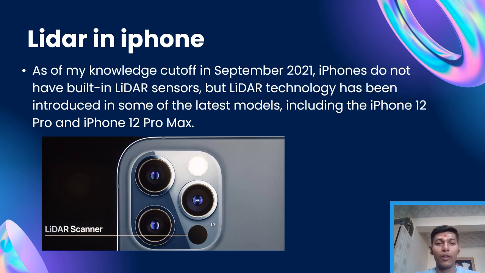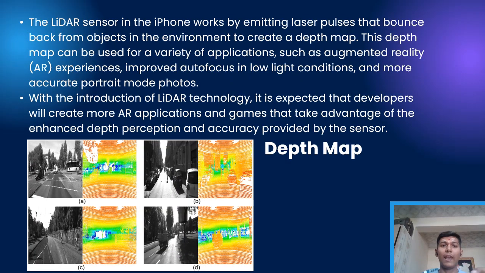As of my knowledge cutoff in September 2021, iPhones do not have a built-in LiDAR sensor, but LiDAR technology has been introduced in some of the latest models, including the iPhone 12 Pro and iPhone 12 Pro Max and other next models. So the LiDAR sensor in iPhone works by emitting a laser pulse that bounces back from objects in the environment to create a depth map.